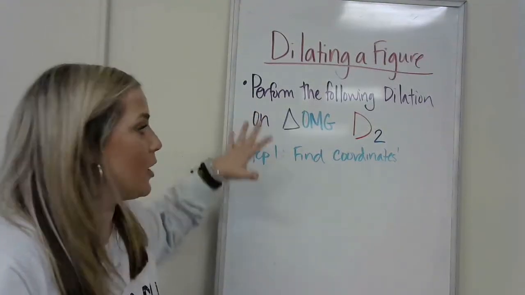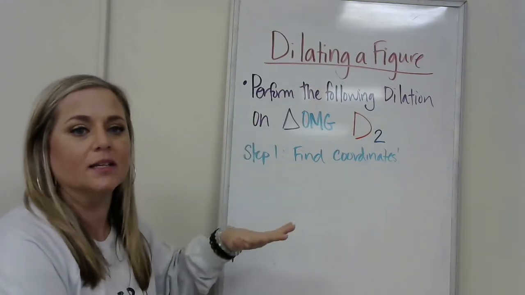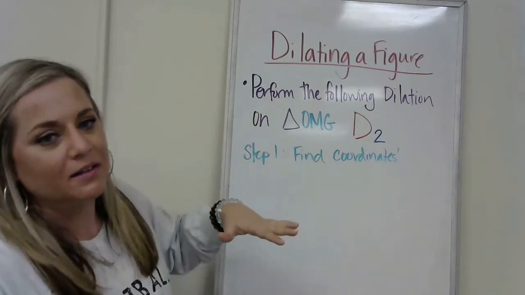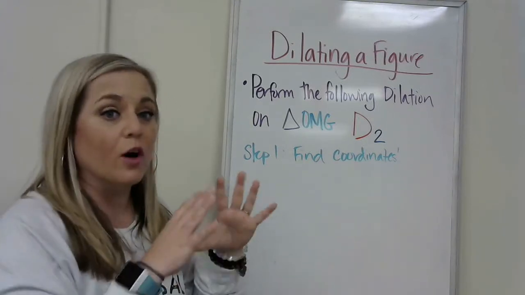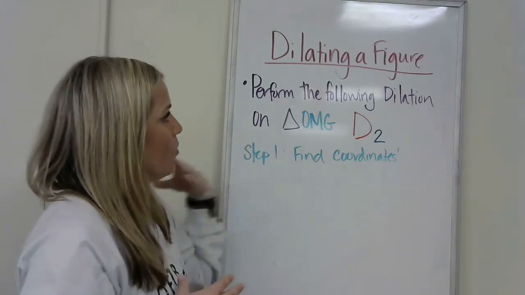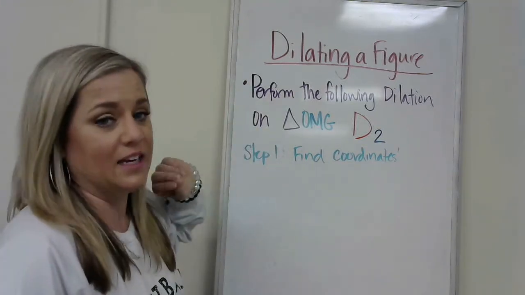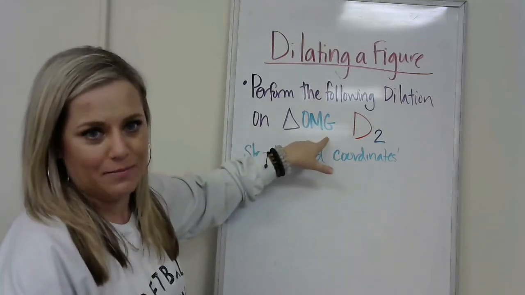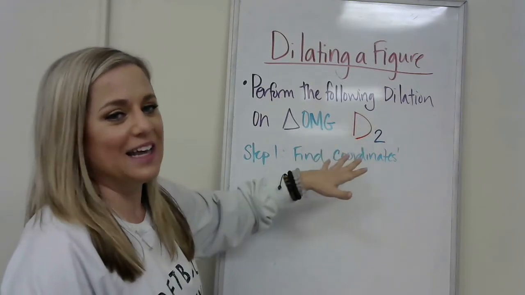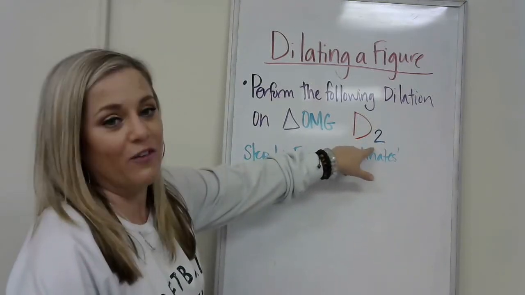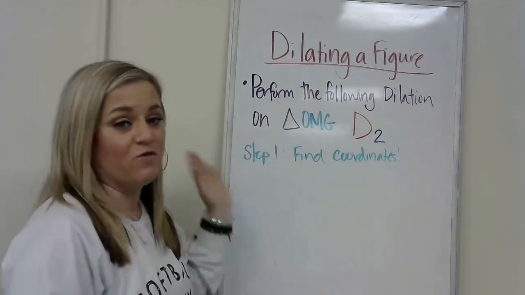Okay, so I could not get a coordinate plane. But you all know what a coordinate plane is, where you have the first coordinate, second coordinate, third coordinate, fourth coordinate, makes a C. So they'll give you a shape. And we're just going to say we're dilating this shape. We're going to perform the following dilation on triangle OMG. You like that? Okay. So our dilation is what we're performing. Here's our scale factor, K, which is 2 right here. So the first step you've got to do is find your coordinates.